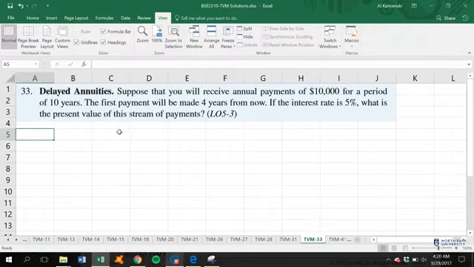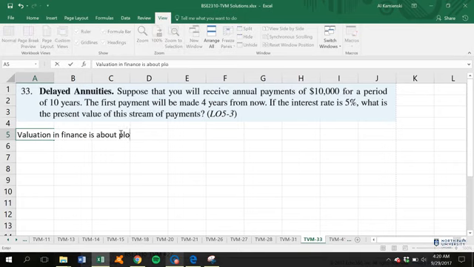As we start this problem, I'm going to type it again. You guys are going to get sick of it, but I think it's helpful. Valuation in finance is about plotting specific cash flows.